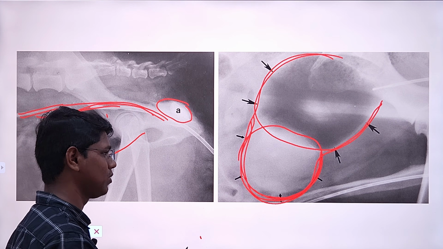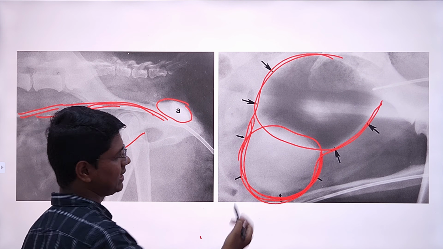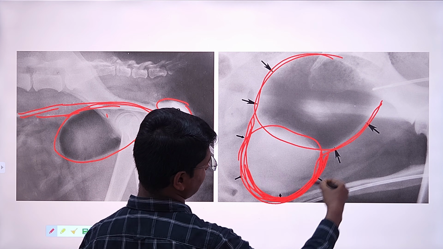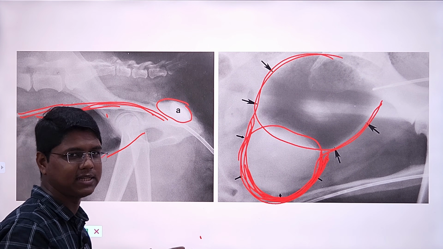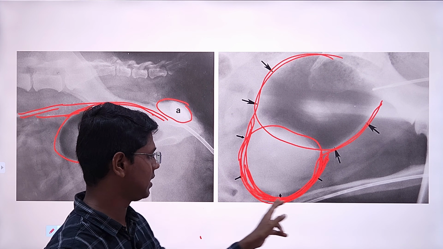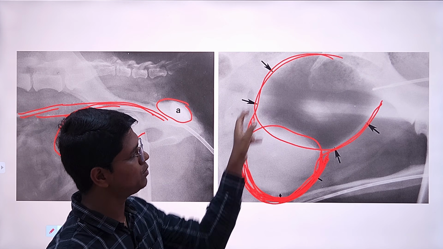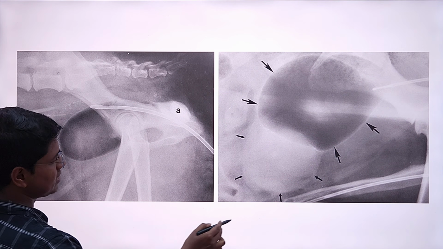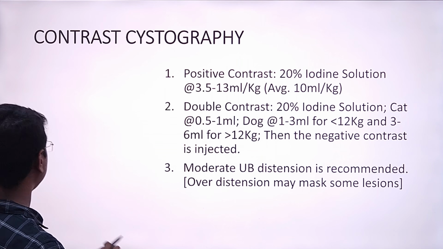Usually all the pathologies of the bladder you will find in the cranioventral border. This is the cranioventral border, this border. You will find most of the pathology in the cranioventral border when it is focal. Focal means at a particular spot, in this spot. If it is diffuse, then the entire structure will be affected. These are the normal survey radiographs.